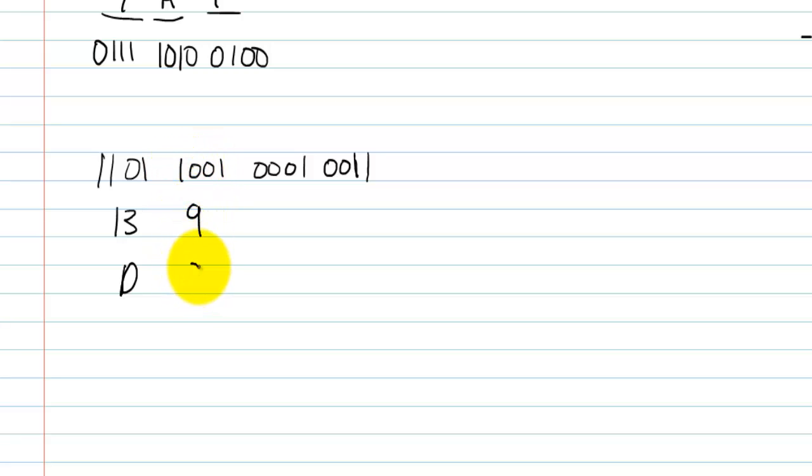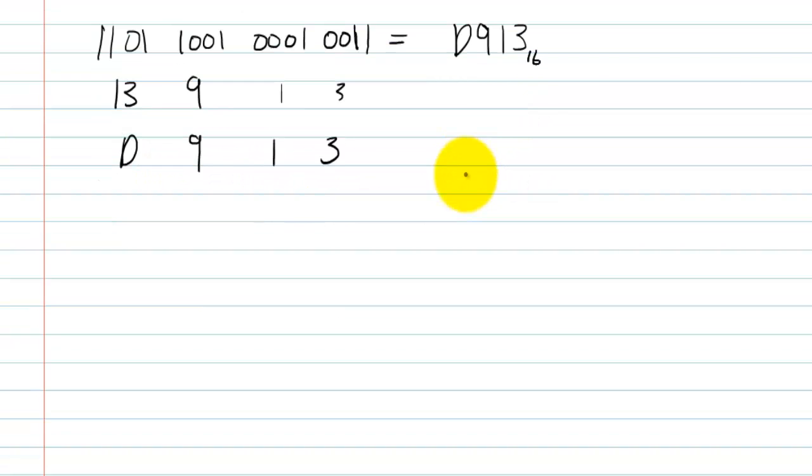And 9, well, that's just the same thing as a 9. And this is a 1, so it's the same thing. And this is 1, 2, 3, so it's just 3. And this binary number is the same thing as saying D913 in base 16 or in hex. So here we've converted this binary number into a hex representation.